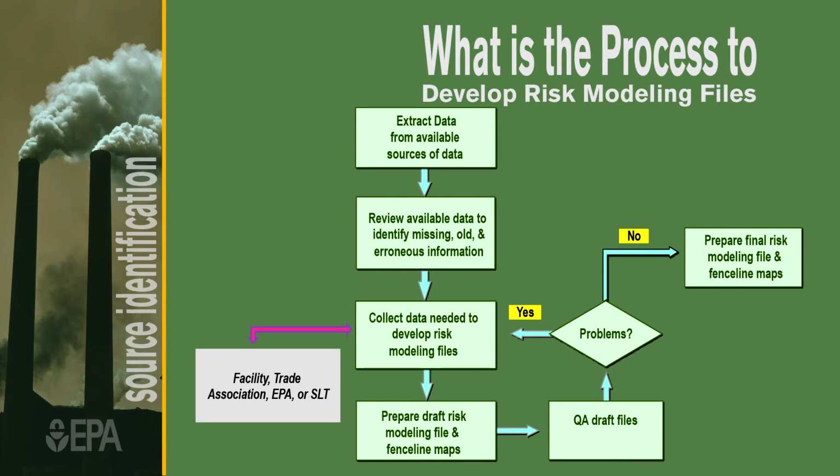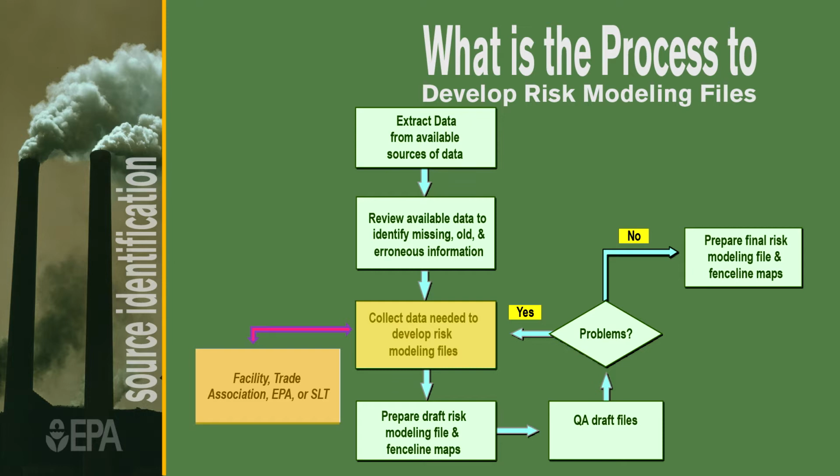Now we're going to talk about how to develop the risk input modeling files. So the first thing that I would recommend that you do is you extract the data from all available sources. And then what you want to do is to look at that data that we've first extracted from the available sources, and we review the data to identify, are the data old, are they erroneous, are there missing data fields that we absolutely have to have for our modeling. After we do that evaluation, then you have to collect the data that you are missing to develop your risk modeling files. In general, we go back to facilities, we may go to trade associations, we may go to other EPA data sources, or we contact state, local, and tribal agencies for the data.